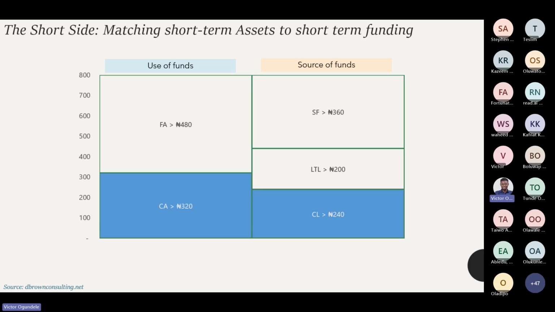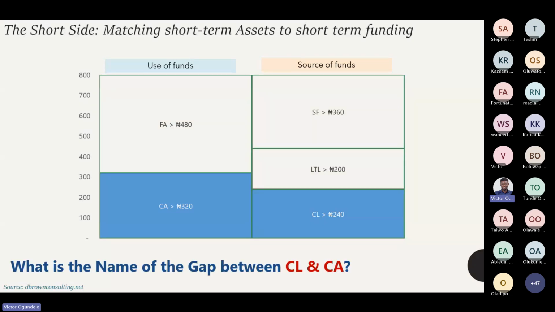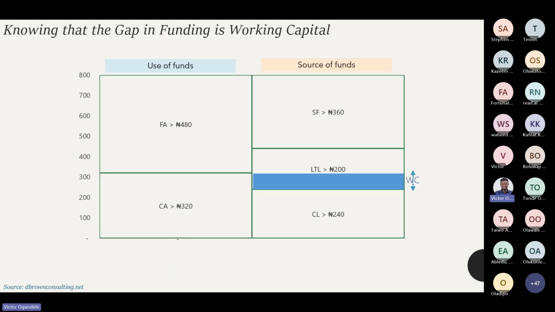So what we do is you just look for a company's financials, you put it together, you create this visual. And one thing we do is we play it over time to see how the business has been managing themselves and be able to tell a different story from here. So now we can see that there's a gap between current liability and current assets. Now the next question is, what is the name of this gap? That is what we call working capital.